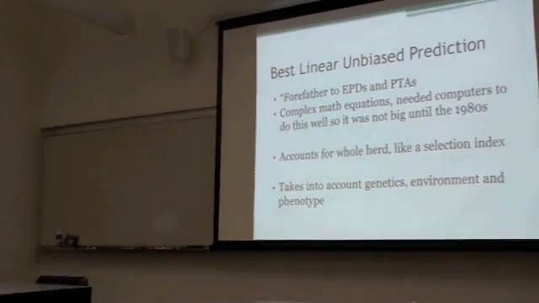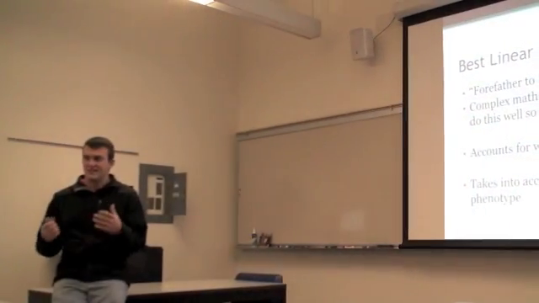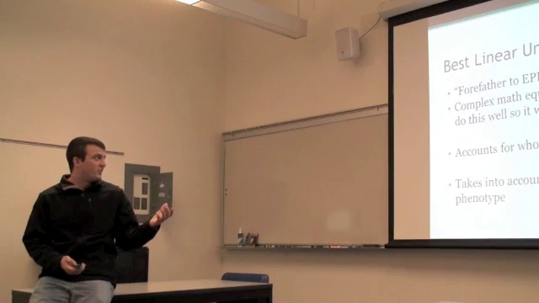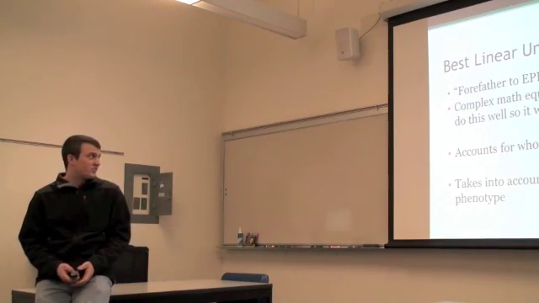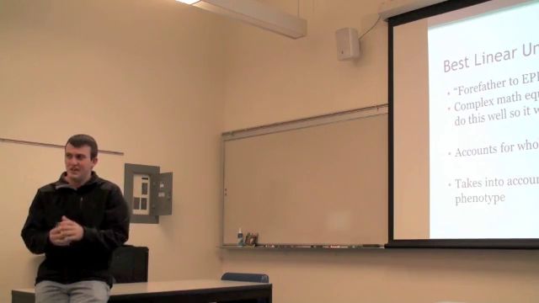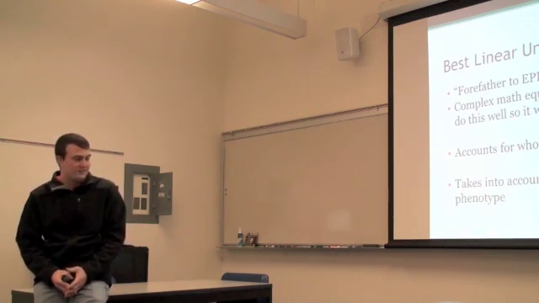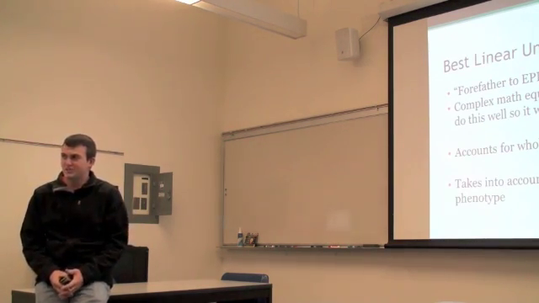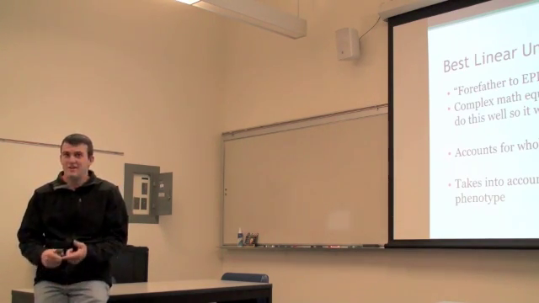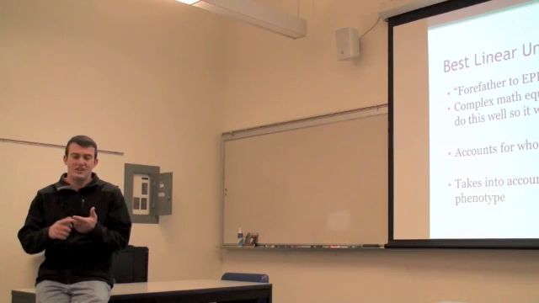so BLUP didn't really begin until the 1970s and 80s, when computers started becoming a bigger part of our daily lives. And it accounts for the whole herd instead of just a single animal. It's similar to a selection index, which we've learned about previously, and it takes into account everything, including genetics, environment, and our phenotype.